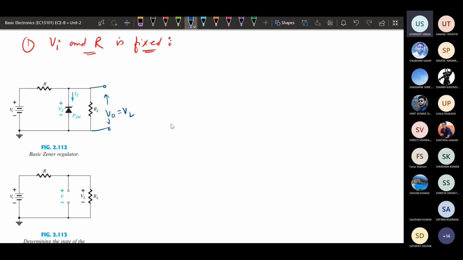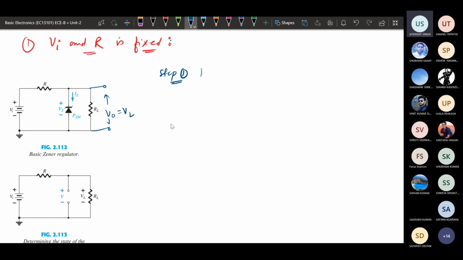So the first step to analyze is, first of all, we need to determine what is the state of Zener diode operation. The Zener diode could be working in three different regions: one is forward bias, another one is reverse bias, and the next one is breakdown region. First of all, we need to find out in what region this Zener diode is working.